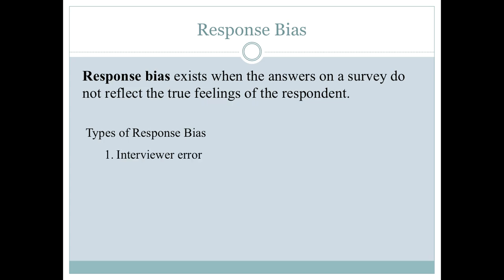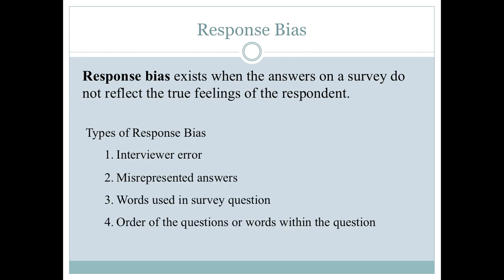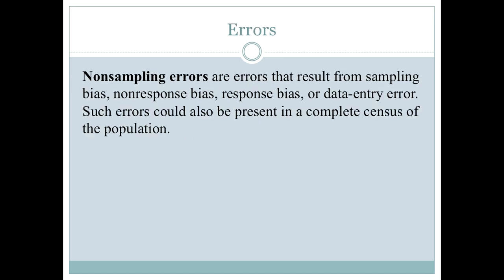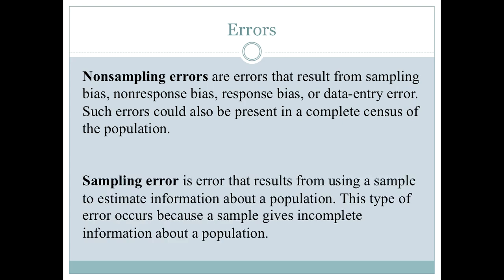There are several types of response bias. One can be interviewer error. There can also be misrepresented answers, wording that's used in survey questions, or the ordering of the questions. Non-sampling errors are errors that result from sampling bias, non-response bias, response bias, or some kind of data entry. And these errors could also be present in a complete census of the population. So all of these things can happen even with an entire census of the population.